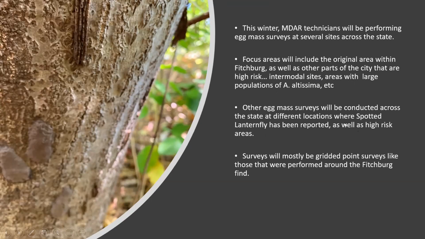So then we're going to do some other egg mass surveys across the state at different locations where we've had public reports and we determined to be relatively high risk from its surrounding area, whether that be transportation, agriculture, etc. And then most of the surveys will be gridded point surveys like those that we performed around the Fitchburg find. Oh, and that is all I have. So I'll stop sharing.